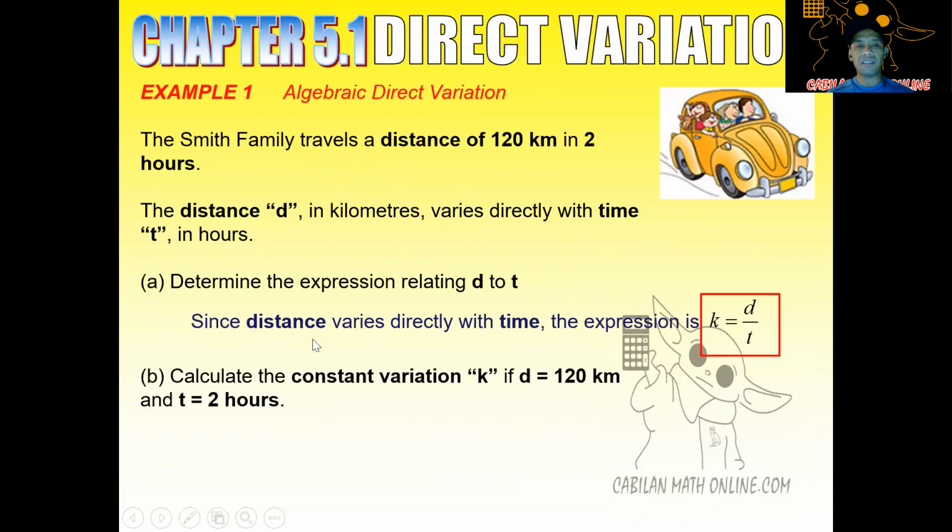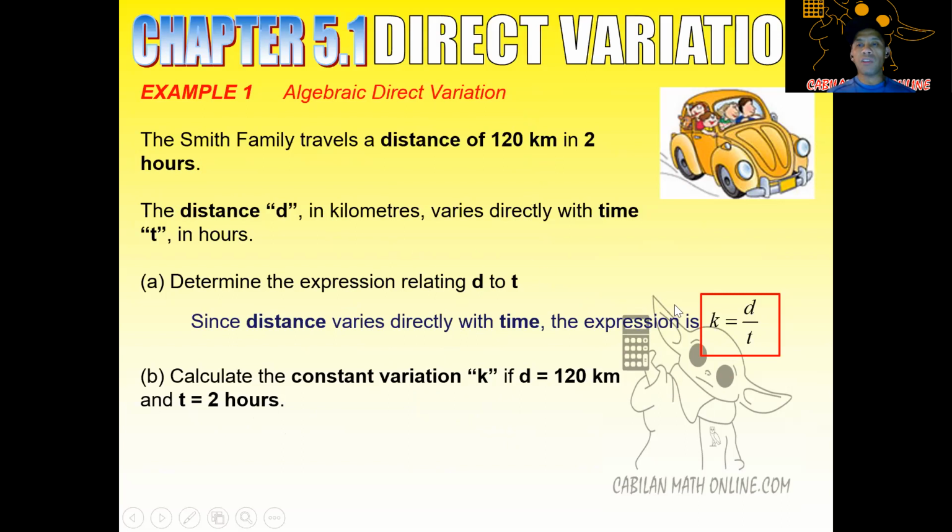So it says here, since distance varies directly with time, the way we calculate k, or the constant of variation, is taking the distance and dividing it by the time. That's going to be the calculation we do for the first step. So it says here, calculate the constant of variation k if d equals 120 kilometers, which is the distance in the problem, and t is 2 hours, which is also the time in the problem.